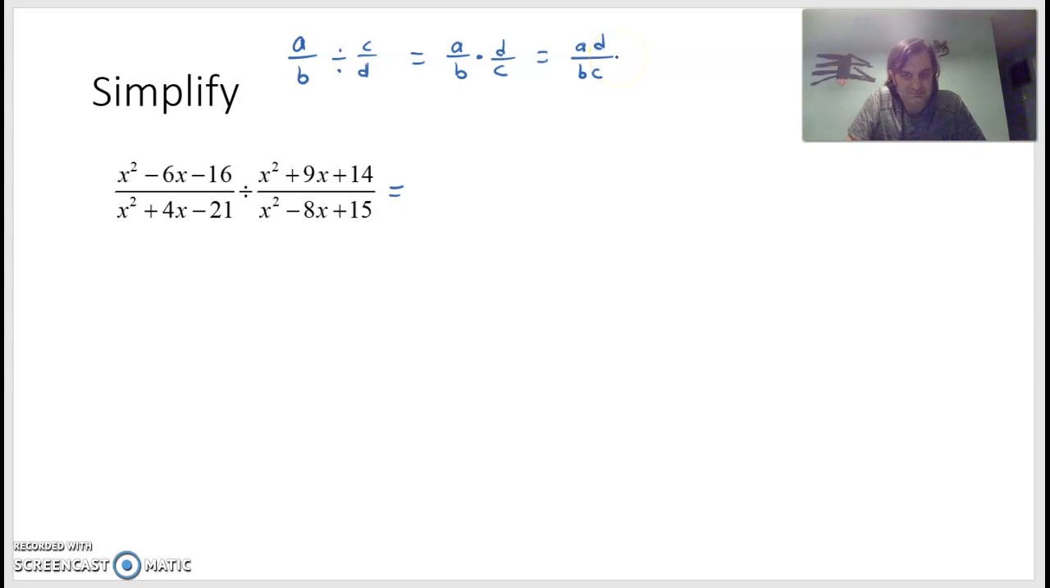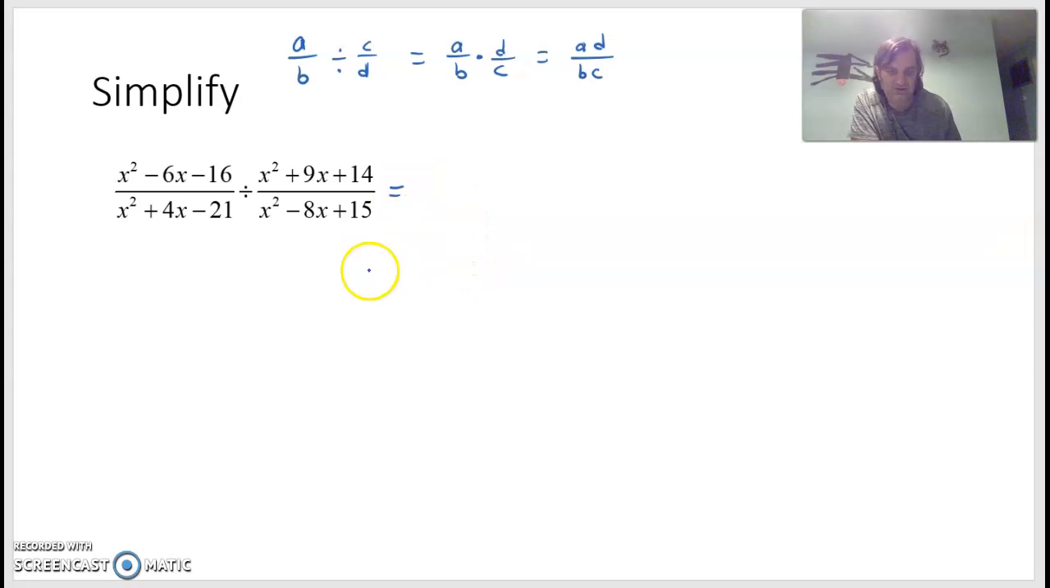So let's look at the fractions we have, because the simplification process is probably going to involve a lot of factoring. The first fraction is numerator x squared minus 6x minus 16 over denominator x squared plus 4x minus 21. And that whole fraction is divided by the fraction numerator x squared plus 9x plus 14 over denominator x squared minus 8x plus 15.